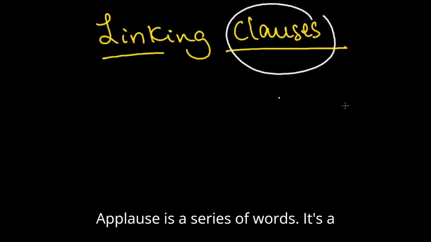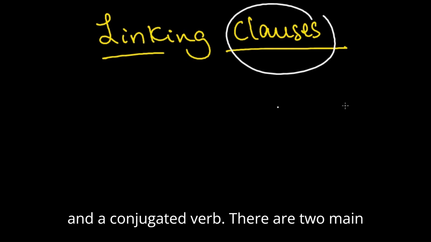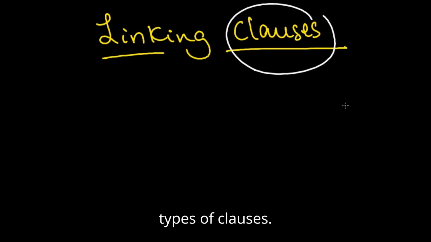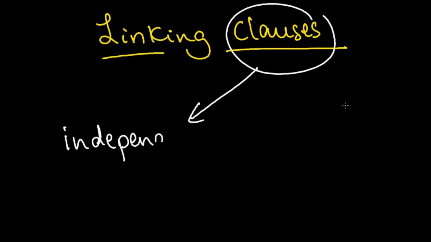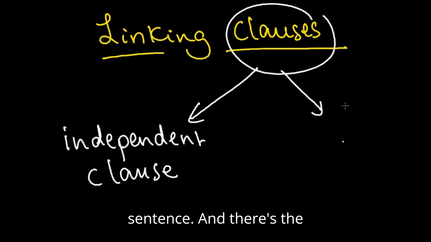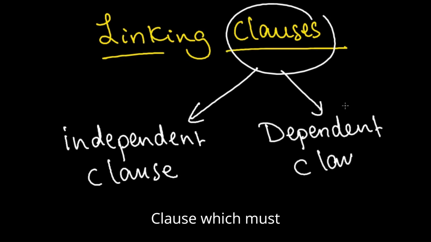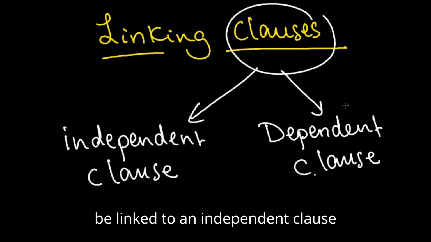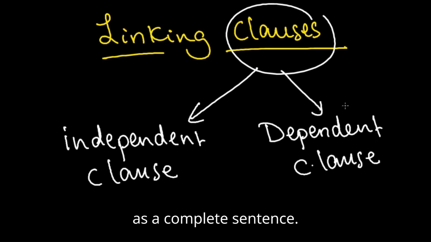A clause is a group of words that contains a subject and a conjugated verb. There are two main types of clauses: an independent clause, which can stand on its own as a complete sentence, and there's the dependent clause, which must be linked to an independent clause because it can't stand on its own as a complete sentence.